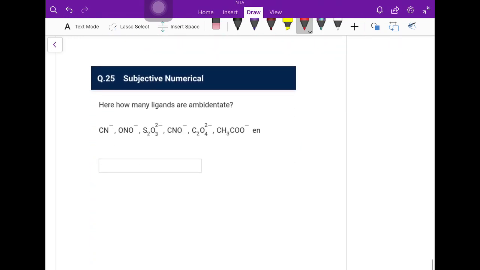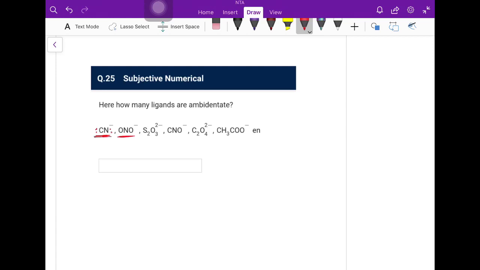To the next question here, how many ligands are ambidentate? So more than one donor atom should be present in the ligand, and at a time only one should bind. So CN minus, carbon can bind and nitrogen can also bind. At a time only one binds actually.